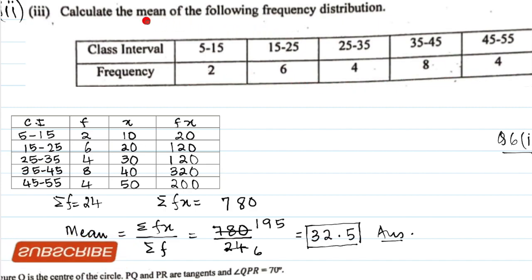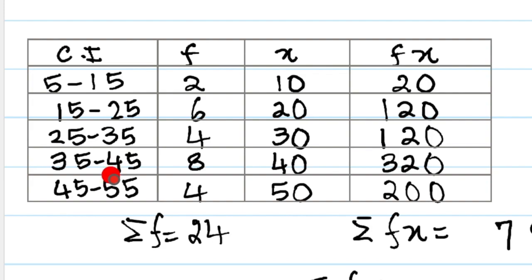But if we have to find the mean, then we need to find the mid value or the class mark, and we need to make a table. So the table is made here. These are the class intervals. This is the frequency, and the x value will be 5 plus 15 upon 2, that is 20 upon 2, that is 10, that is the mid value or the class mark. Here it will be 20, here it will be 30, so I have listed them like so.